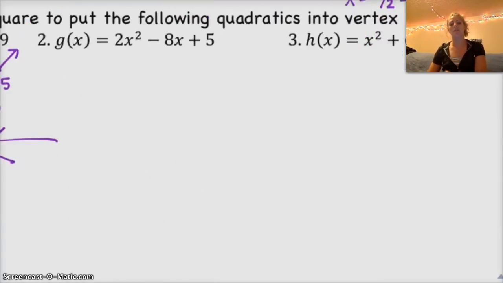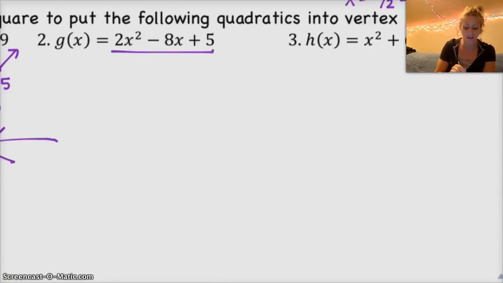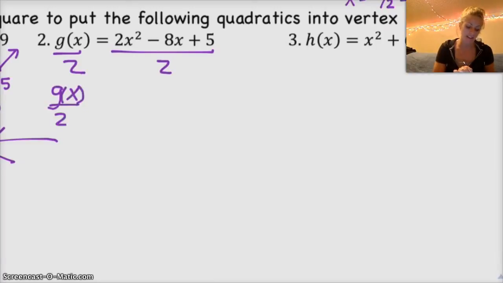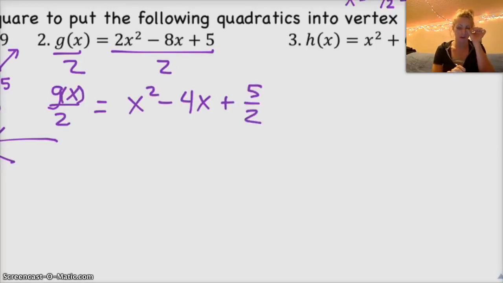And since we're out of time, I'm just going to go through the solutions to the next two. So try them, make sure that you understand how to do this. The only thing that's different for number 2 is that you have that a value in front of x squared. So make sure you pull that out first, right? And it's probably the easiest and makes the most sense if you divide both sides by 2, and then you just leave g of x as g of x divided by 2, and then later you can multiply it back over. But then you have x squared minus 4x plus 5 over 2, and then you can complete the square on this side.